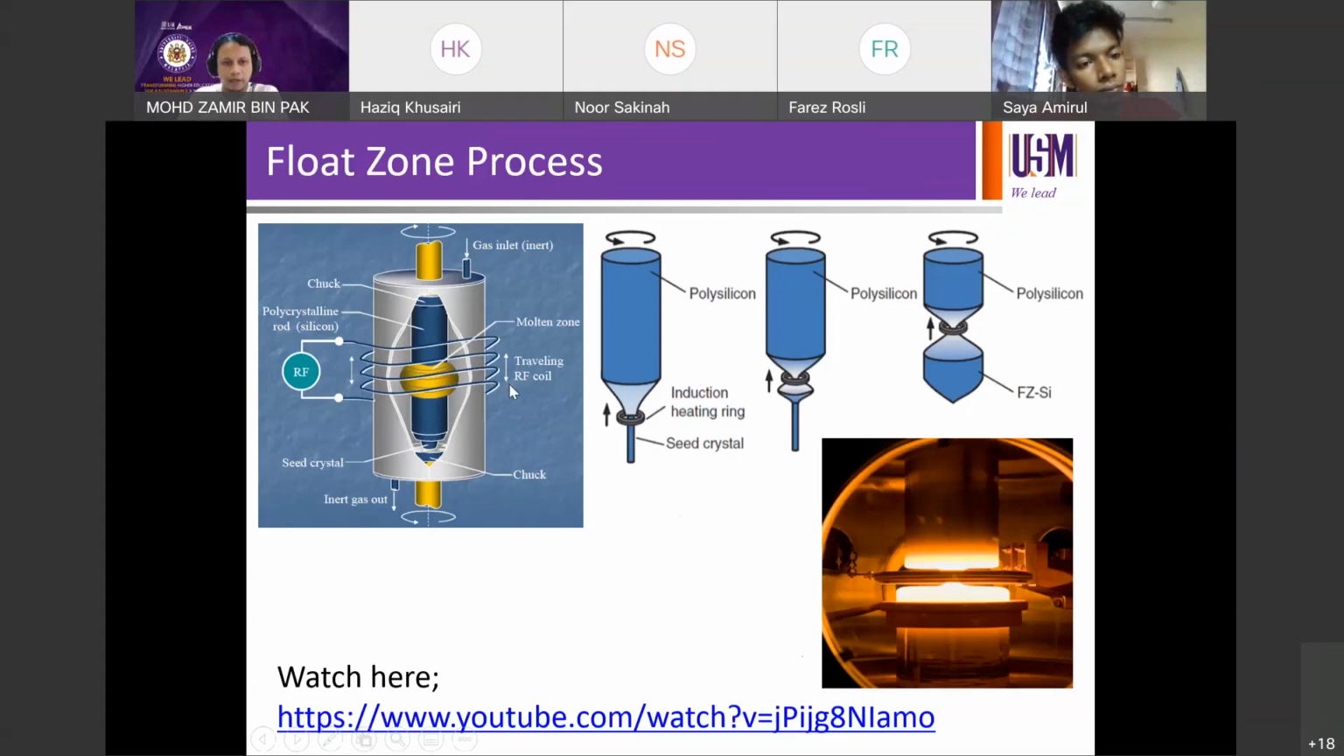So you can see that the RF coil is traveling. So that means in this case, the ingot is fixed in the chamber, and then the coil is actually moving across the ingot in order to crystallize the local regions and then try to purify the localized region as well. Okay, the molten region in the yellow color. Okay, and then seed crystal started at the bottom. Okay, so another representation on the right, you can see the seed is at the bottom, and then the coil is moving from the bottom. So induction heating ring here is the RF coil, same thing.